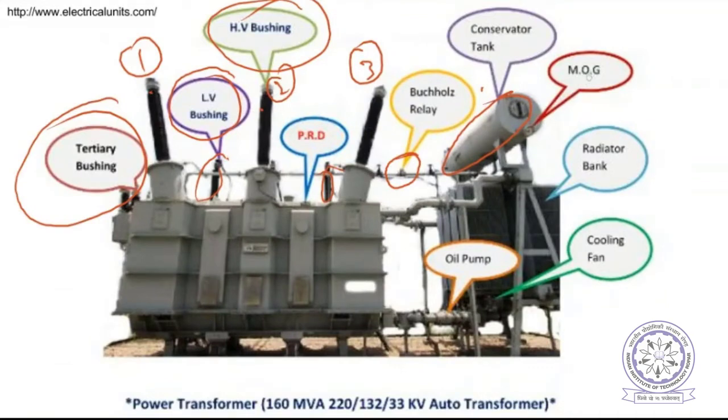Then there is the MOG, meaning magnetic oil gauge, which is not directly connected inside the tank. There is no hole, but this gauge works through magnetic induction, and it gives the oil level in the conservator. And again here is the radiator bank, which is a cooling system. The radiator bank consists of various pipes.